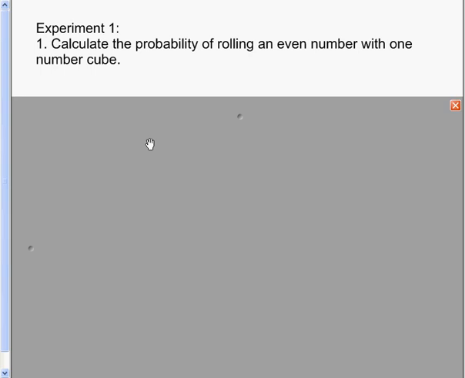Today we are going over lesson 9-7, which is titled Theoretical and Experimental Probability. We're going to start this section out with an experiment.